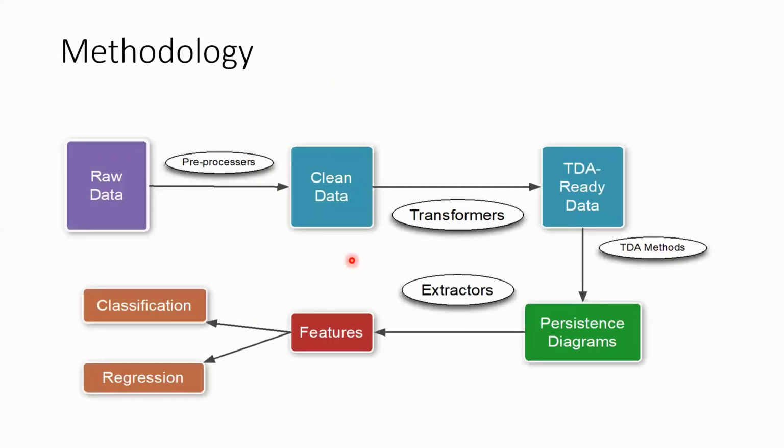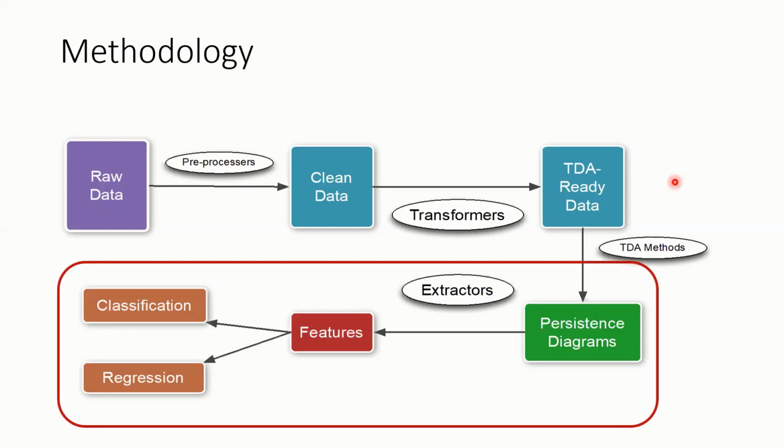So going back to the pipeline, we now have at least an idea of how to go from raw data to clean data to TDA-ready data. What I want to focus on for the rest of the lecture is how to perform the bottom piece of the pipeline. In other words, how to take persistence diagrams, turn them into features, and then do classifications with them. So what I'll do now is give you several examples in the literature of how this bottom piece of the pipeline has worked.